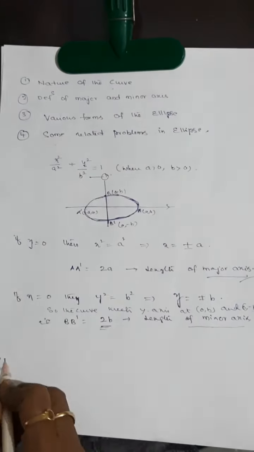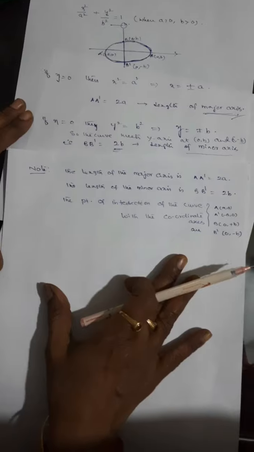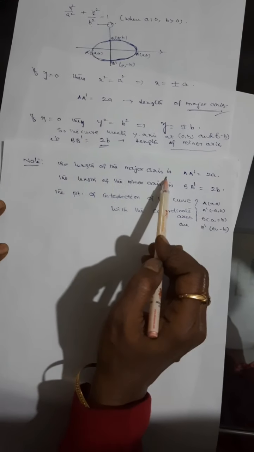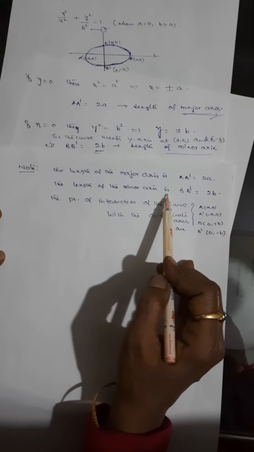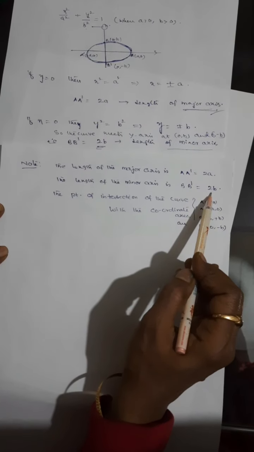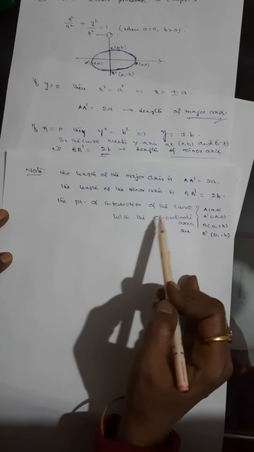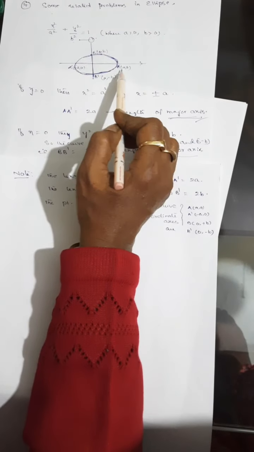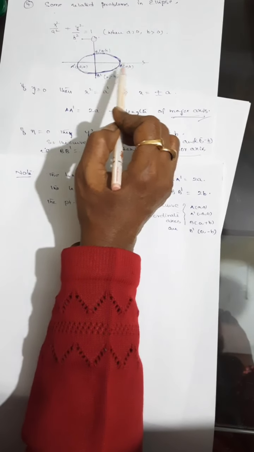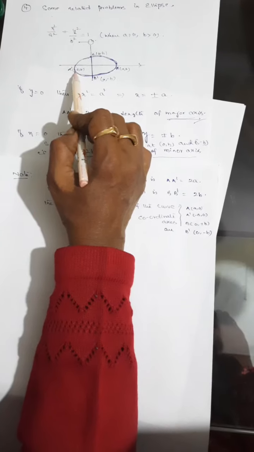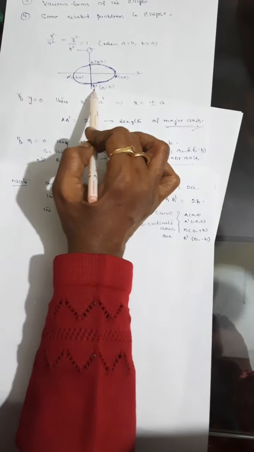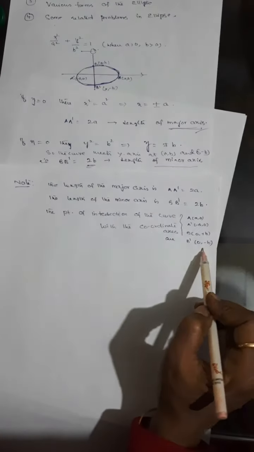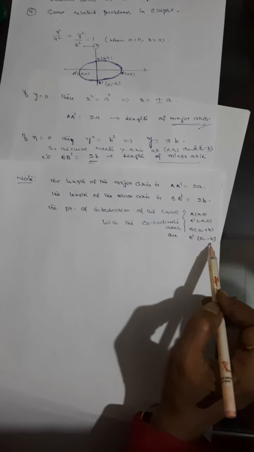From this, we observe that the length of the major axis AA dash is equal to 2a and the length of the minor axis BB dash is equal to 2b, and the points of intersection of the curve with the coordinate axis are (a, 0), (minus a, 0) and (0, b), (0, minus b).